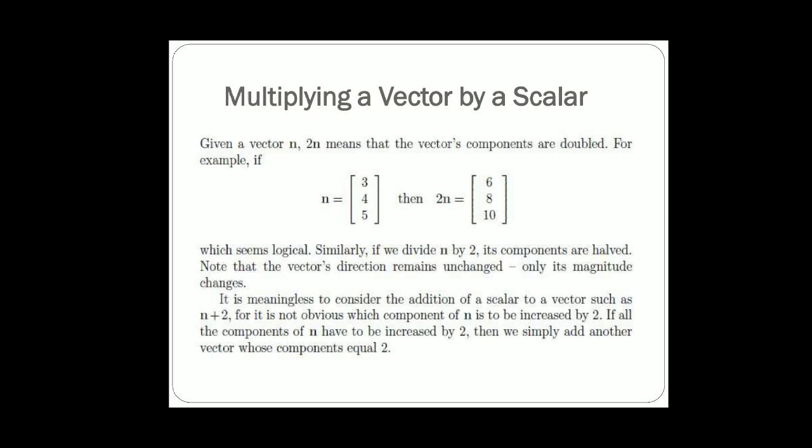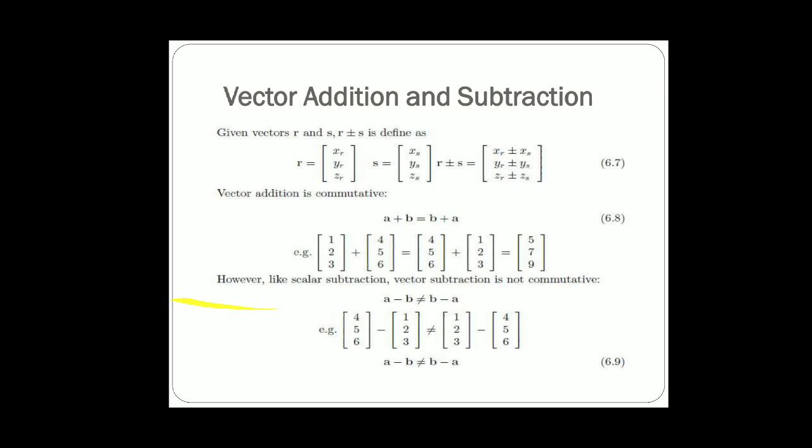Likewise, if all the components of n have to be increased by 2, then we simply add another vector whose components are equal to 2. So we'll add those components of that matrix with 2. That is just an easy and obvious way. How can we do vector addition or subtraction?